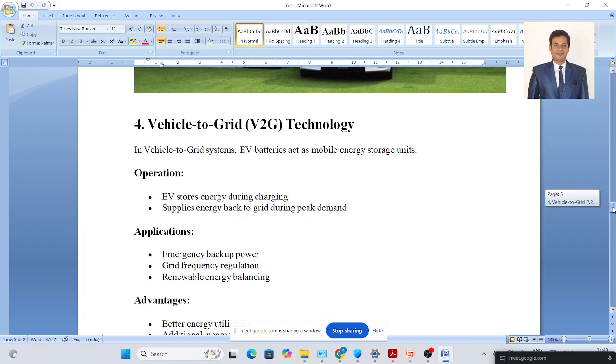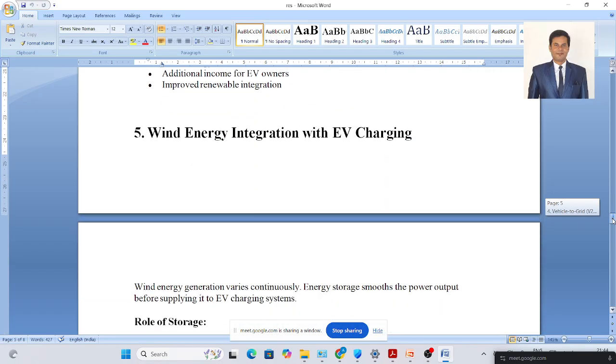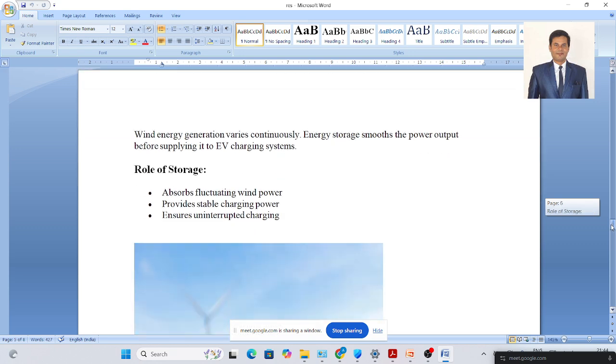This is actually vehicle-to-grid technology, where from the vehicle we give energy to the grid. The battery acts like a mobile energy storage unit. The EV stores energy during charging, and it also supplies energy back to the grid when there is a peak demand. All right, next we have wind energy integration with EV charging.